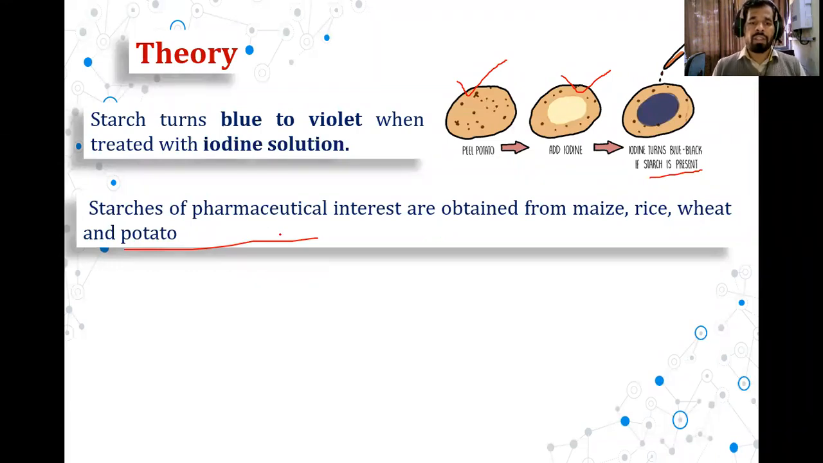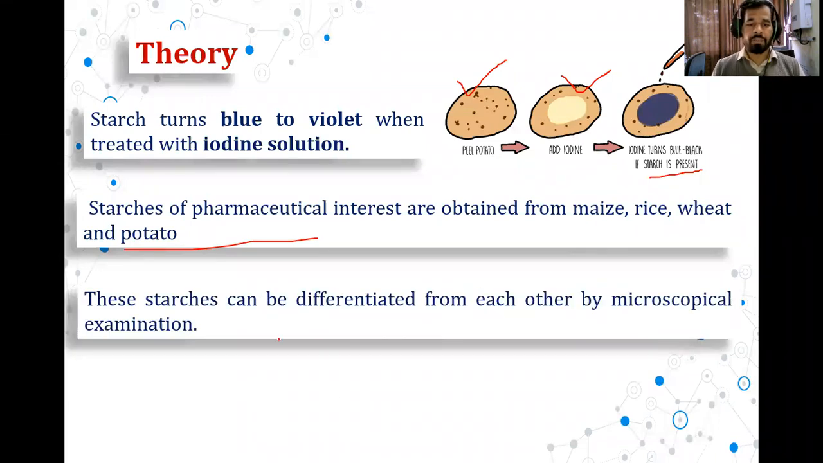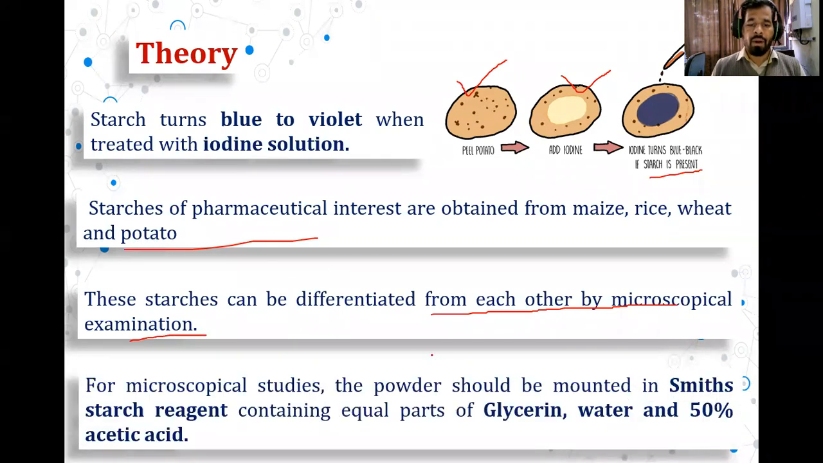Okay, so the starches are obtained from maize, rice, wheat, and potato, and these starches can be differentiated from each other by microscopical examination. For microscopical examination, the powder should be mounted in Smith's starch reagent, containing equal parts of glycerin, water, and acetic acid. So for this purpose, first you need to mount the starch in Smith's starch reagent, which is glycerin, water, and acetic acid, at 50%.